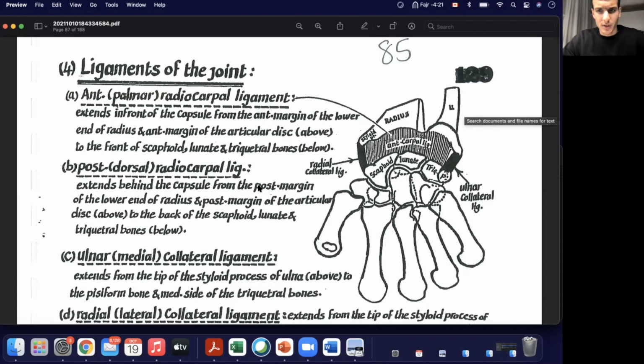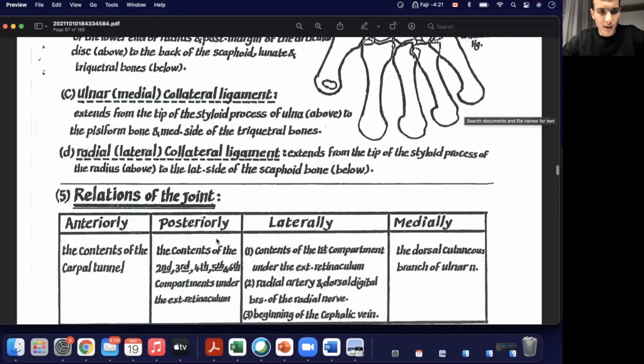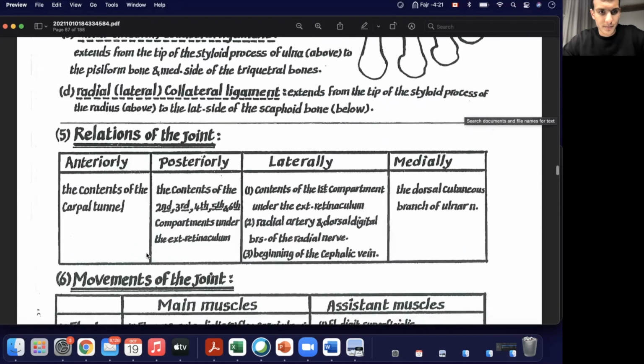The posterior radiocarpal ligament extends behind the capsule from the posterior margin of the lower end of the radius. We're talking about this part right now, and the posterior margin of the articular disc, to the back of the scaphoid, lunate, and triquetrum. So there are anterior and posterior ligaments, and lateral: ulnar collateral, radial collateral. Those are the ligaments that you have to memorize.